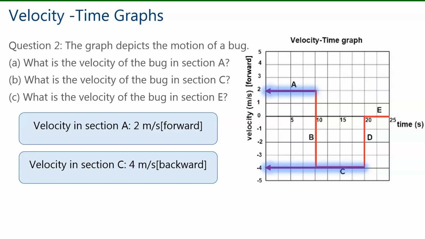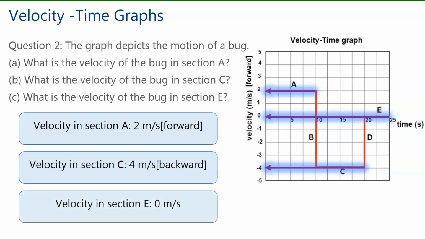Next, we're asked to find the velocity of the bug in section E. We're going to do the same thing and draw a line across from our graph to meet the y-axis, and we can see that the bug is not moving here. The velocity is 0.